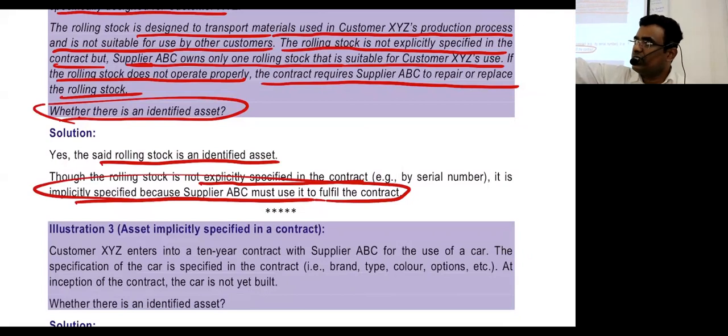Explicitly, this speaker, this white color, this serial number is for you. Implicitly, in the contract, it only says it is a speaker. That is very implicit. I hope you are clear now. This question is related to identification of assets.